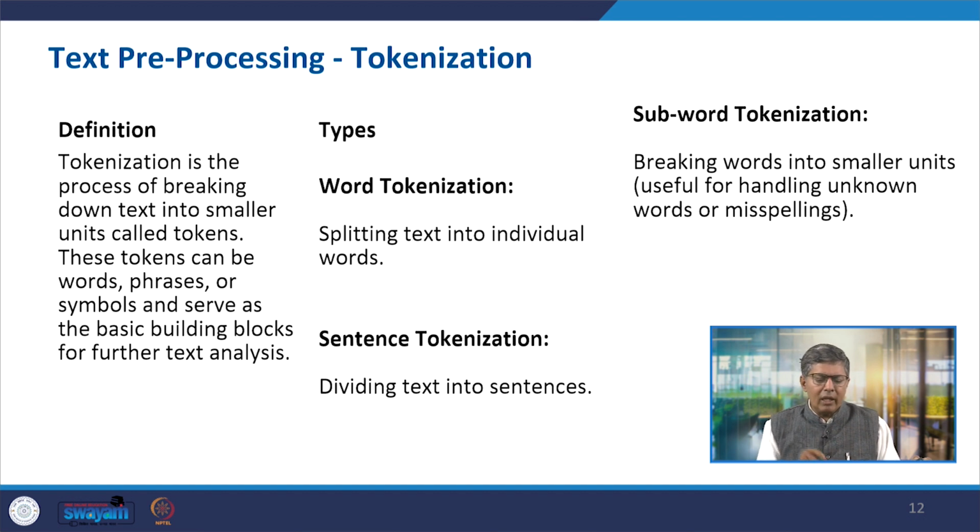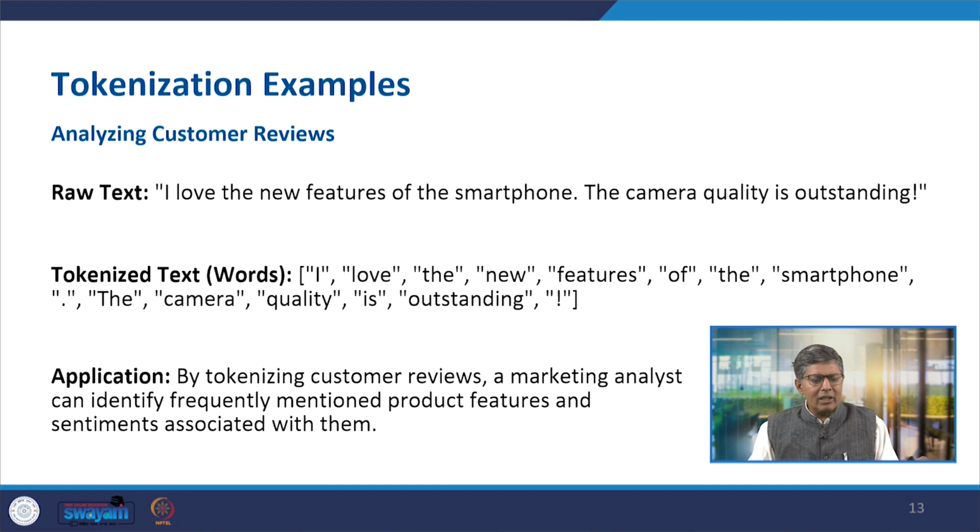Sentence tokenization is dividing the text into sentences. Suppose you have a big document or a paragraph, you divide it into several sentences. What is subword tokenization? It is breaking words into smaller units, which is useful for handling unknown words or misspellings. So, these are some of the basic techniques we use as part of tokenization. Let us see some examples.